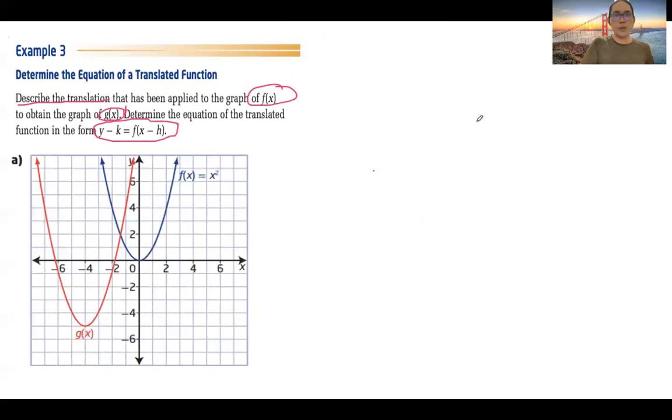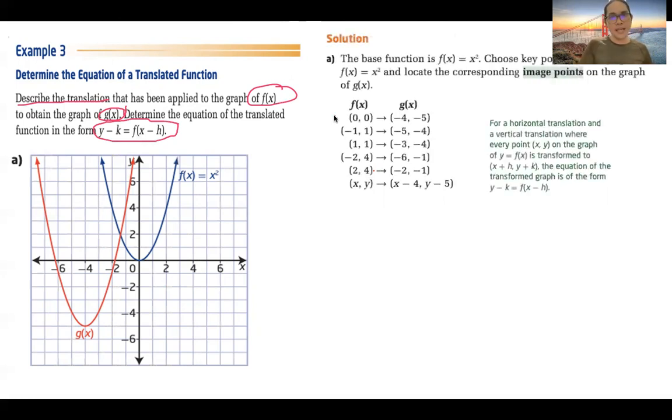So let's go to letter A. Of course, for letter A, as you can see here, you have the quadratic function given. So let's see. The base function, of course, is f of x equal to x squared, which is this one. This is the base function, so you can see. Choose key points on the graph of f of x equals x squared and locate the corresponding image points on the graph of g of x.